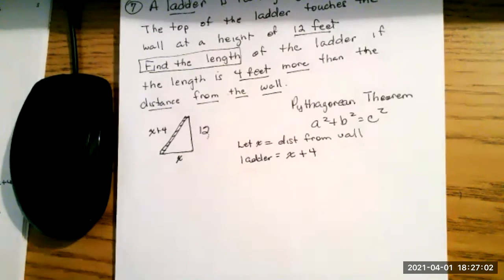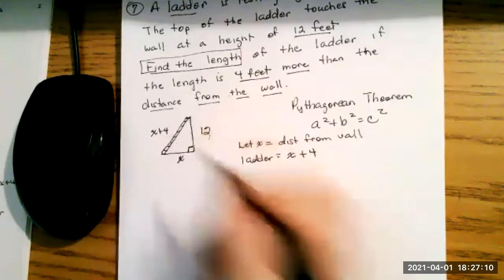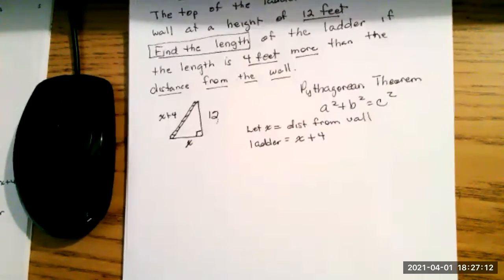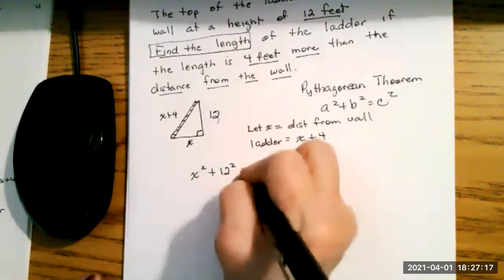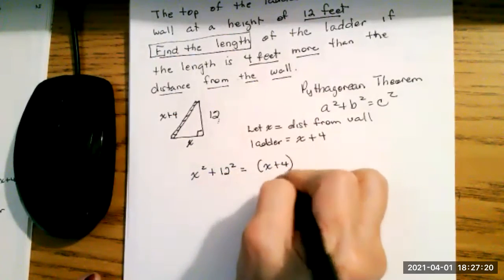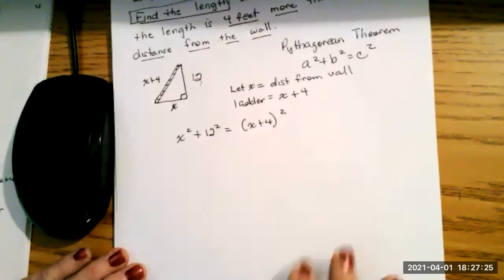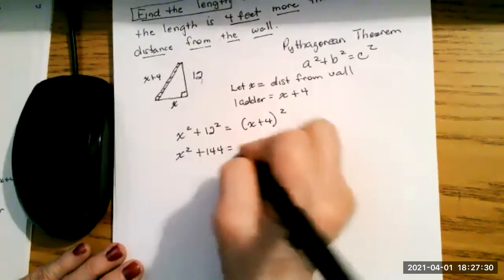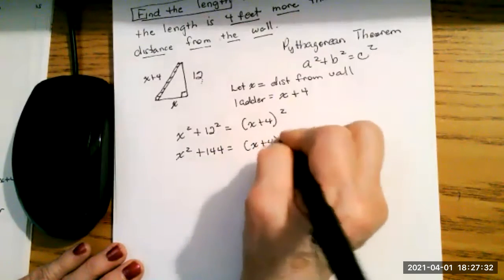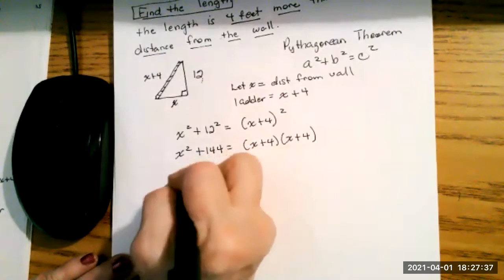We good? Yes. Okay. So now all you have to do is plug it in. Remember, your right angle's right here. So this is your C. That's your hypotenuse across there. So it's going to say x squared plus 12 squared equals (x plus 4) squared. That's what our problem is going to say. So now we have x squared plus 144 equals (x plus 4) times (x plus 4). And I need to multiply that out.